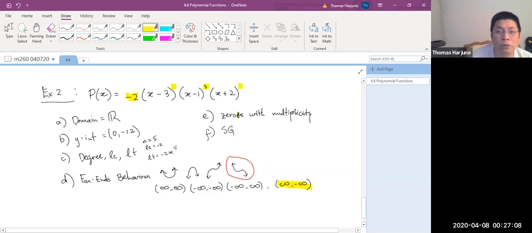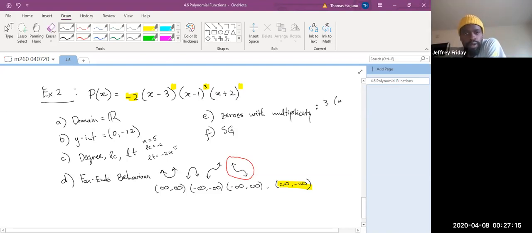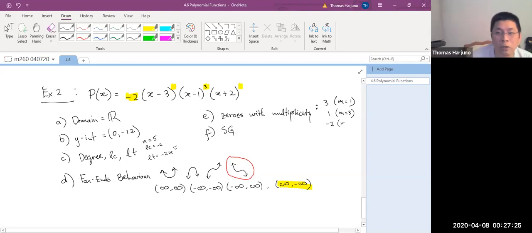Now let's do the zeros with multiplicities first. What are the zeros? 3, with multiplicity of 1, and 1 with multiplicity of 3, and then negative 2 with multiplicity of 1. Okay, now therefore the x-intercepts will be (3, 0), (1, 0), (-2, 0), and the sign graph, let me do it underneath.